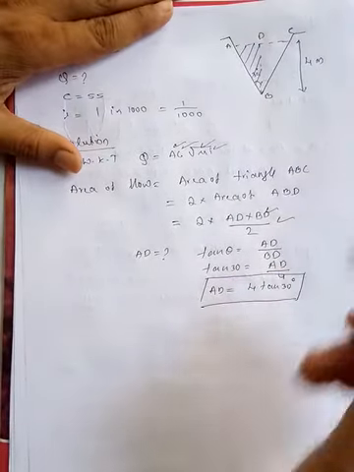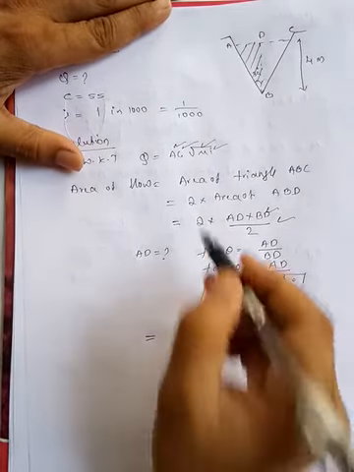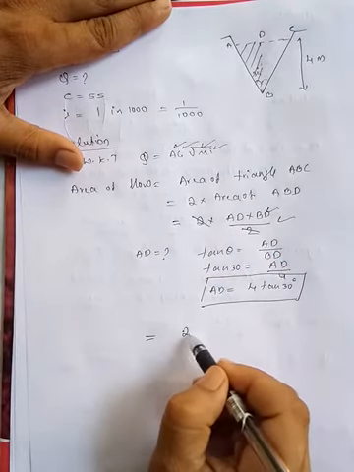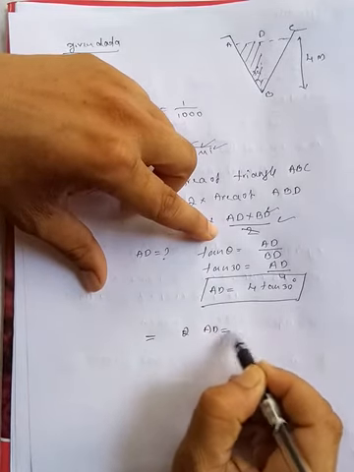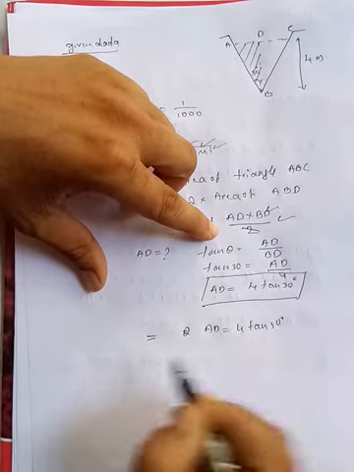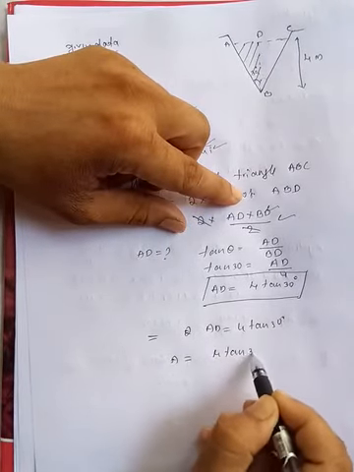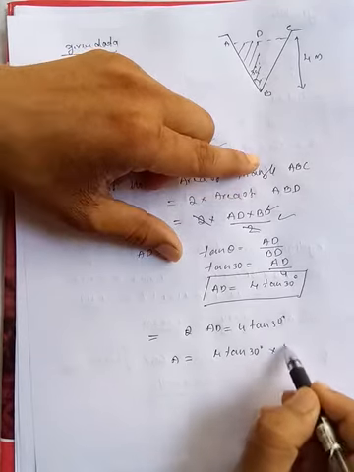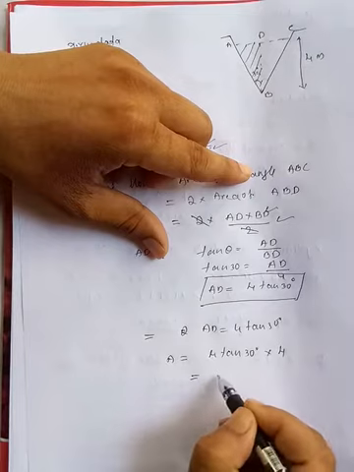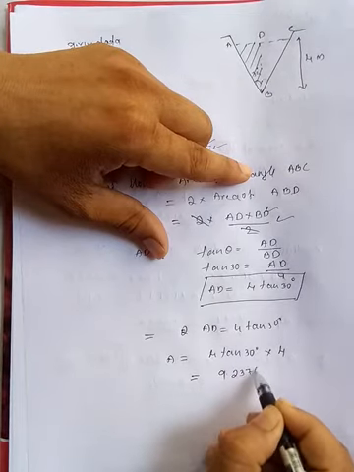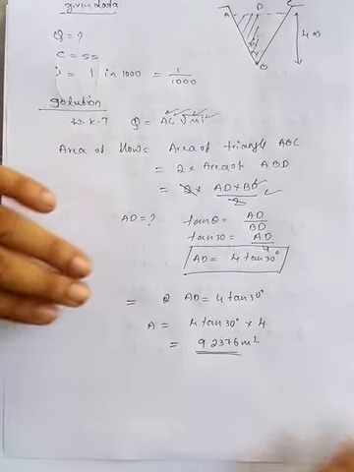So substitute in the equation. Here the area of the triangle is equal to half into AD into BD. AD you know is 4 tan 30 degree, and BD is 4. Okay, just check it in the calculator. The final value will become 9.2376 meter square. So you got the value of area equal to 9.2376 meter square.